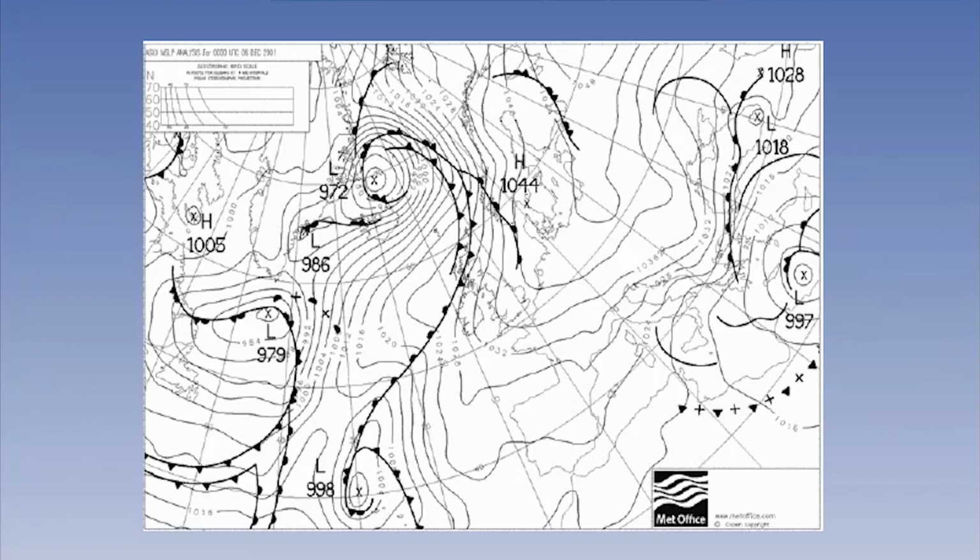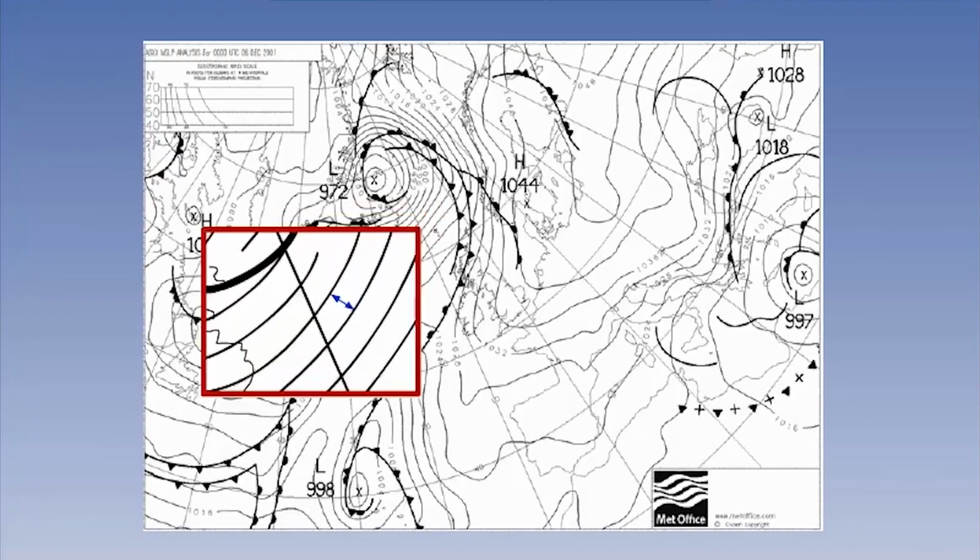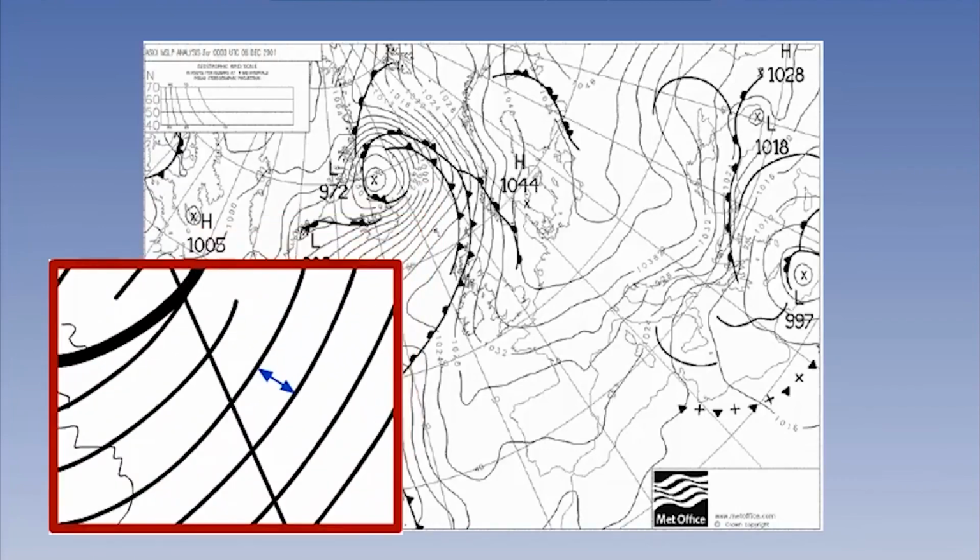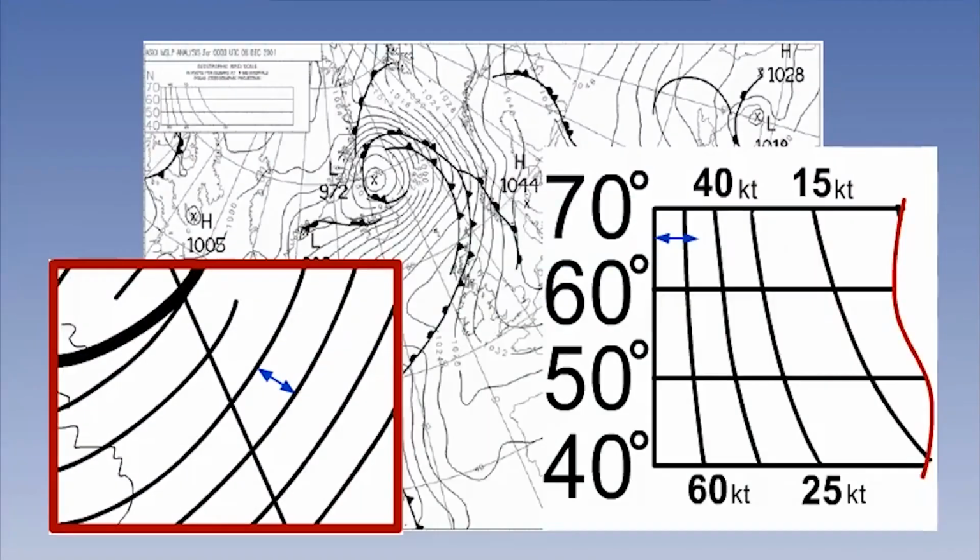Having seen how to work out direction, let's now consider speed. In fact, we have already covered how to do this. If you remember, in order to calculate the speed, we took the spacing between isobars and used that spacing on the geostrophic wind scale to read off the speed. Remember to use the latitude on the geostrophic wind scale that corresponds to the latitude at which you took the isobar spacing.